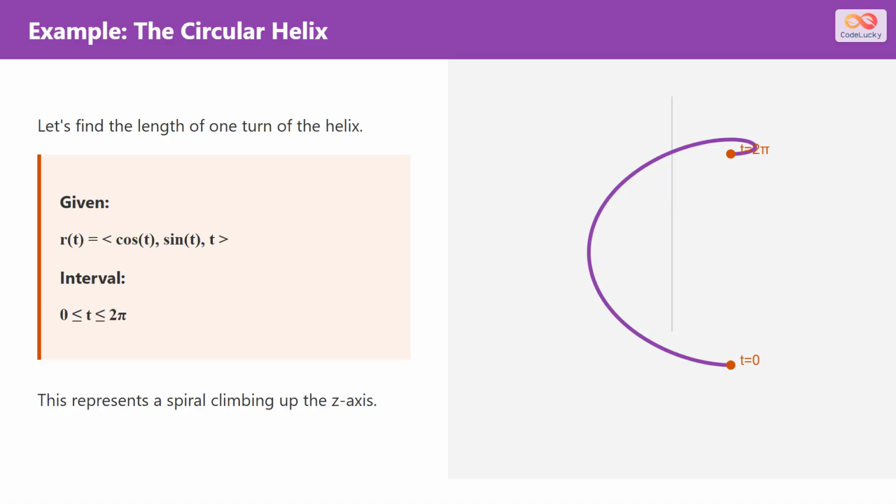Let's apply this to a classic example, the circular helix. Our position vector is cosine t, sine t, and t. We want to find the length of one complete turn of this spiral, so we will evaluate it on the interval from t equals 0 to t equals 2 pi.